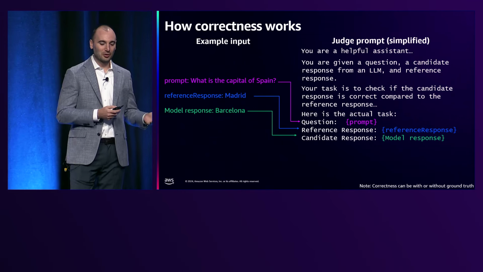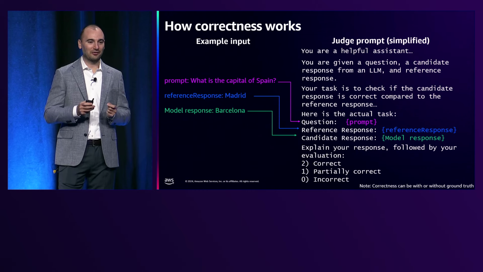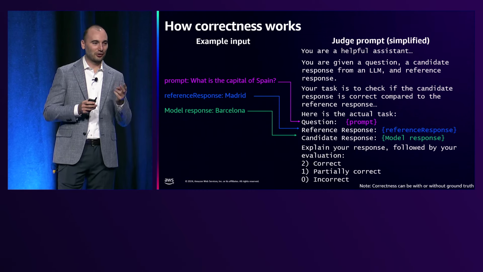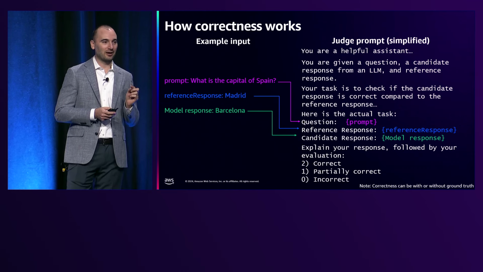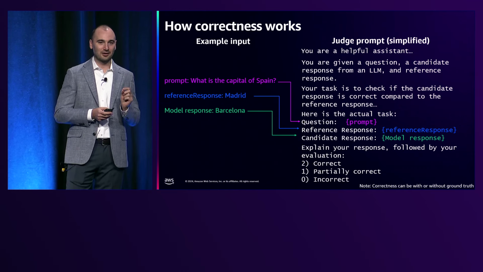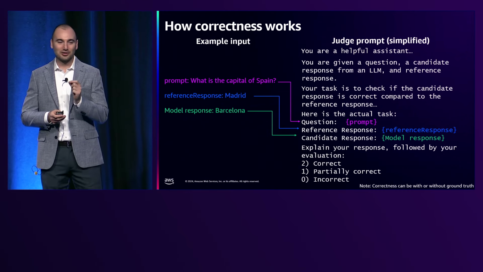Now, how does it score? Explain your response, followed by your evaluation. Give the score. 2 for correct, 1 for partially correct, 0 for incorrect. This really important point here is explain your response. We're actually telling the judge model to tell us why it got the score that it did.